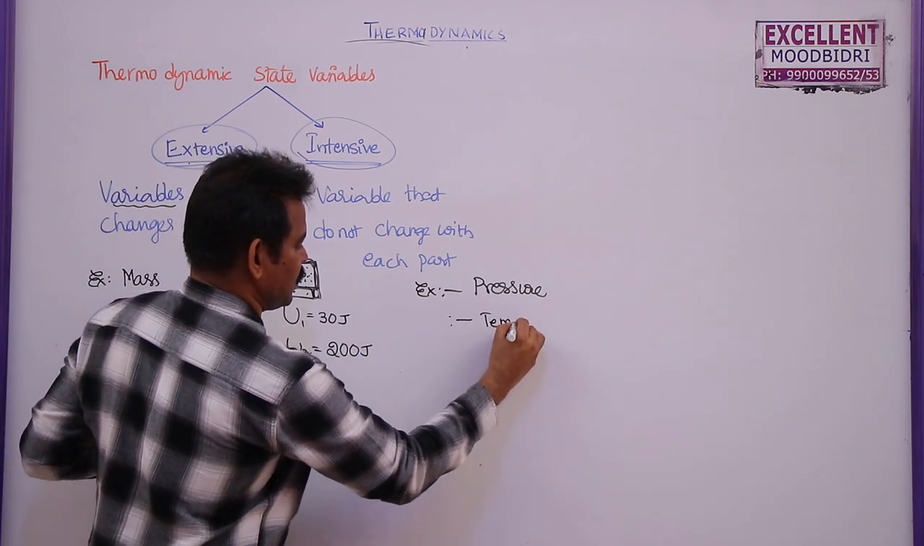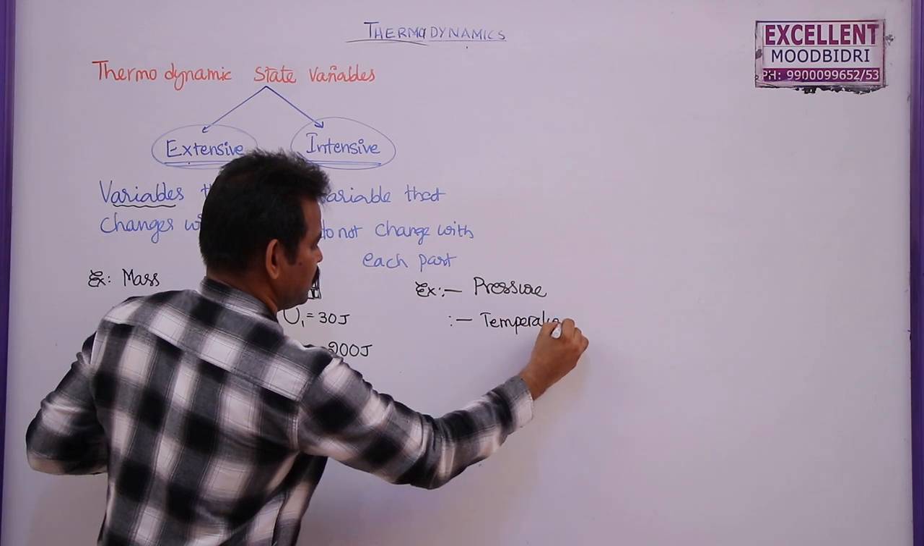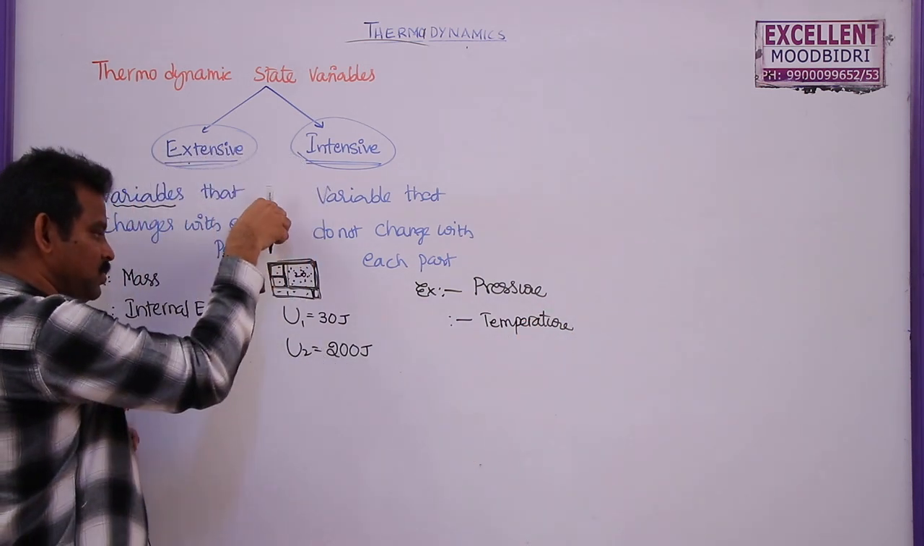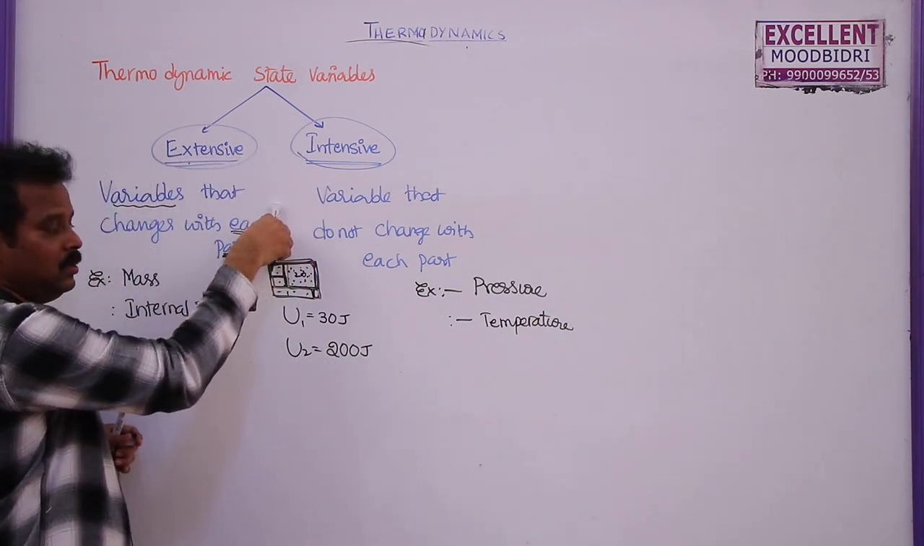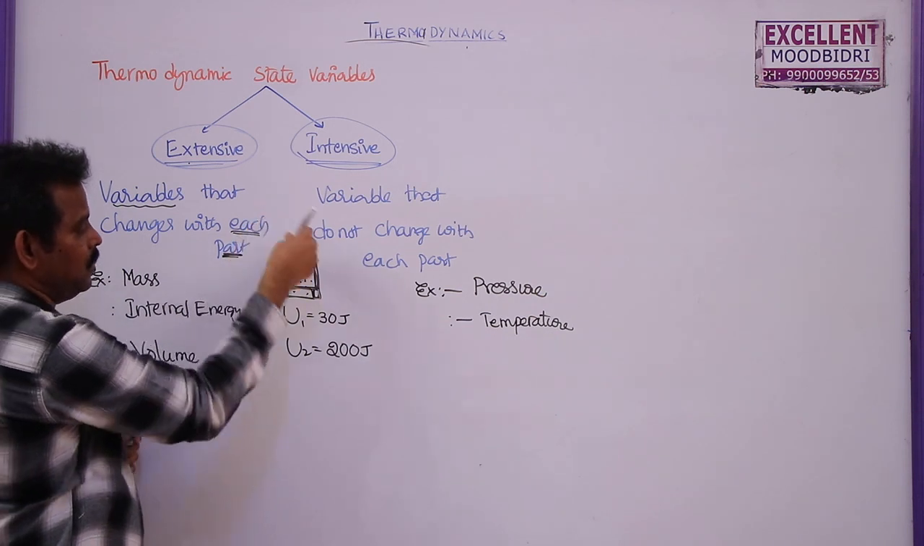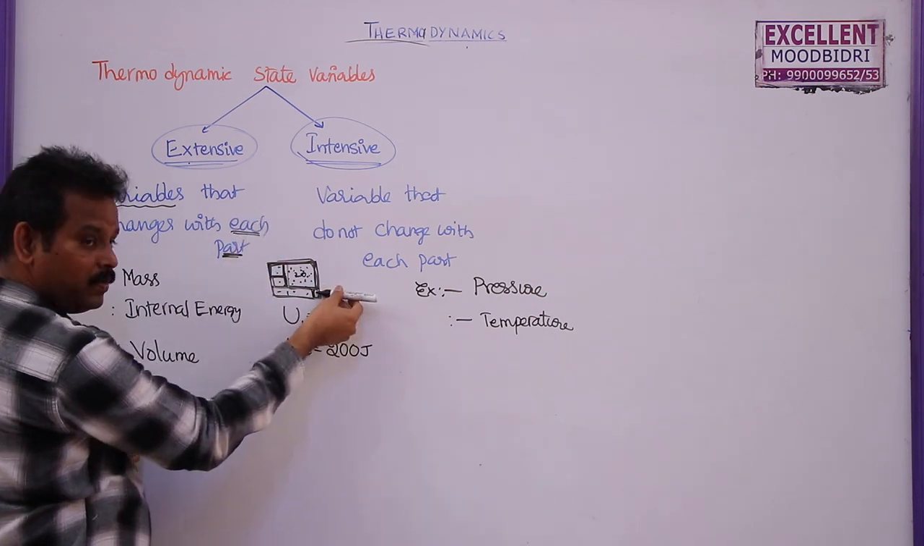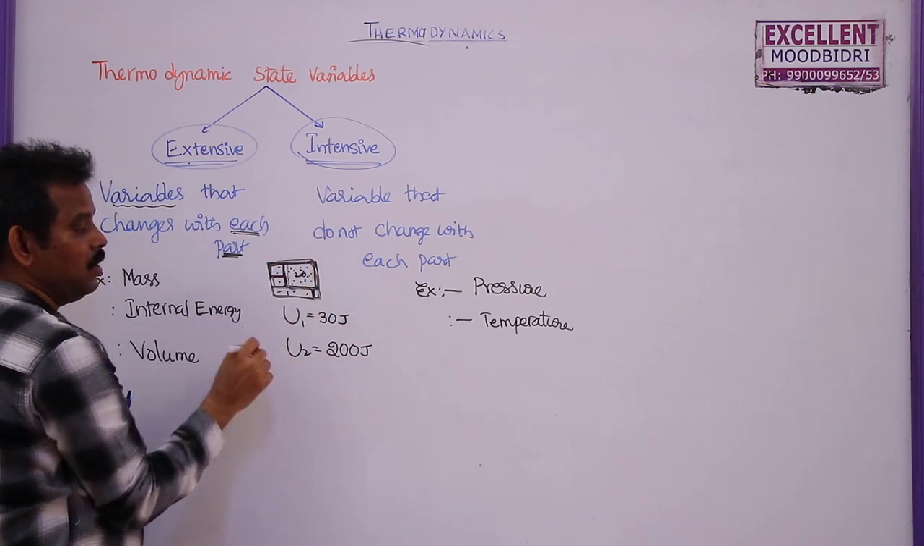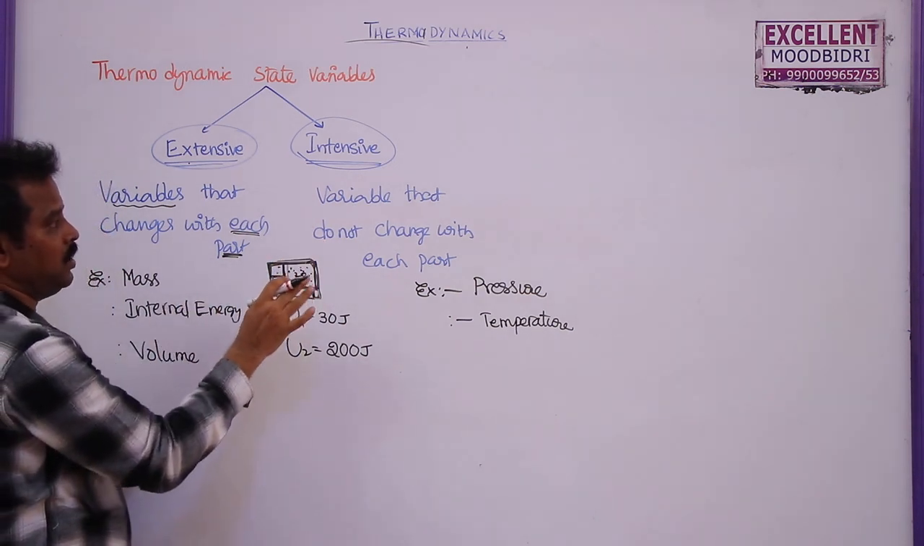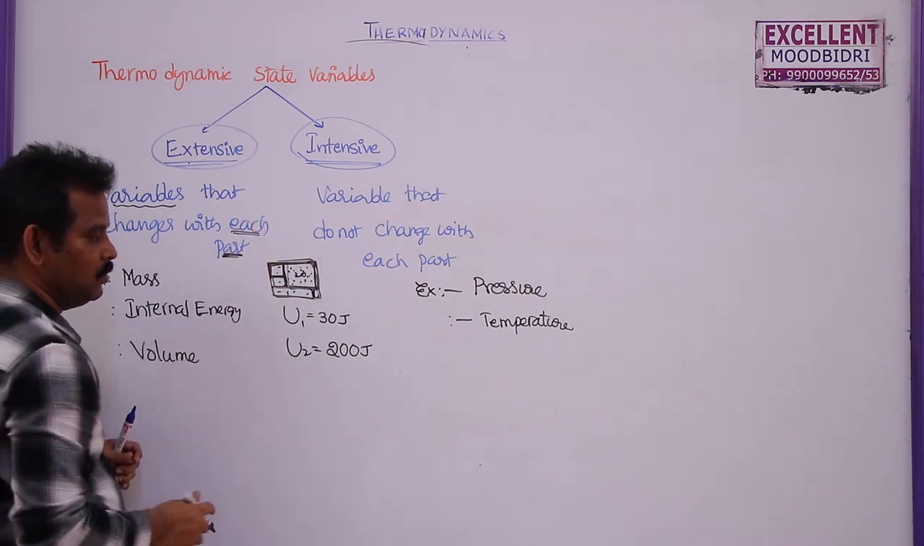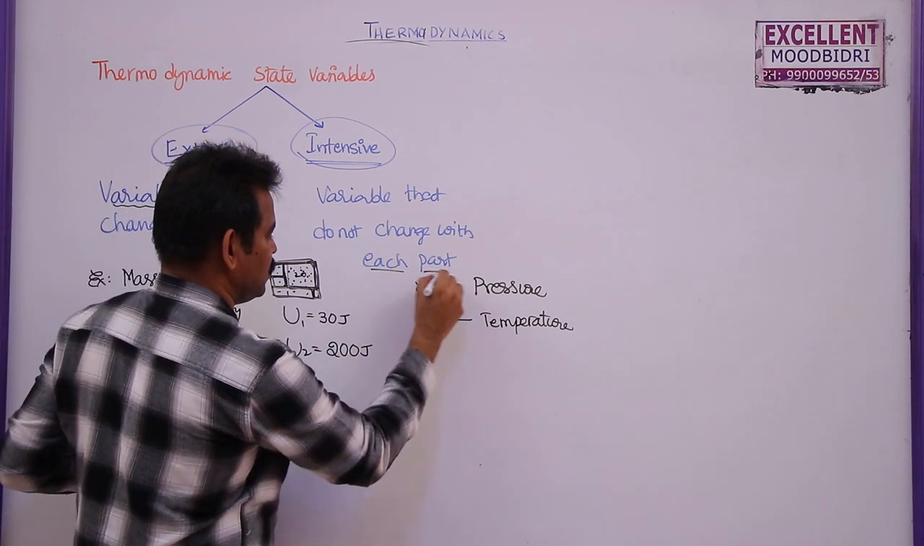Similarly, temperature of the gas. When we are measuring the temperature of the gas, if you insert a thermometer here, let us say it is measuring 20 kelvins, and if you insert a thermometer here, it will measure 20 only. For each and every part, temperature is an intensive property, so it never changes with each and every part.